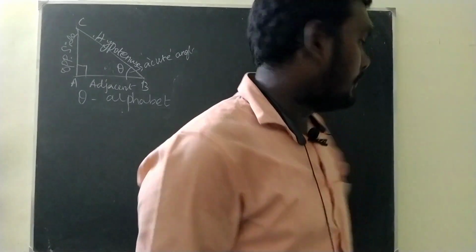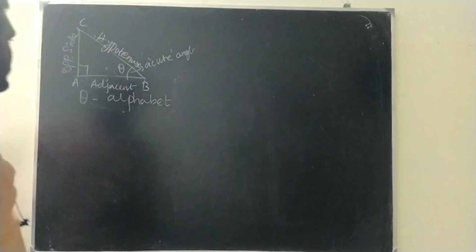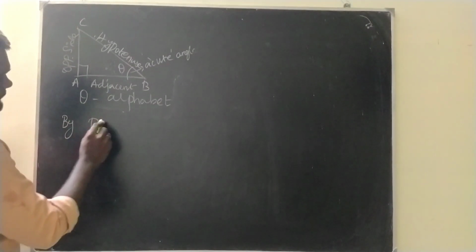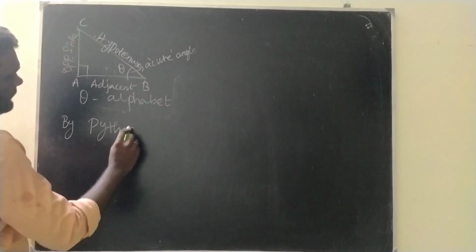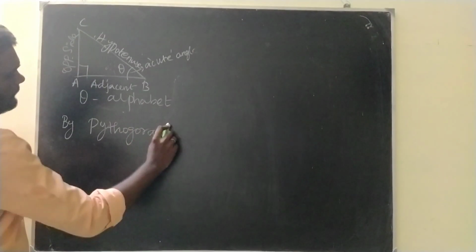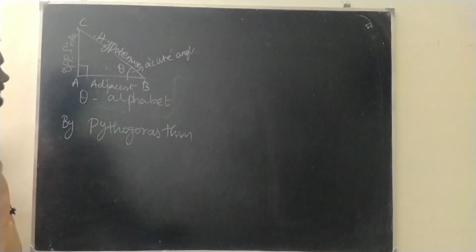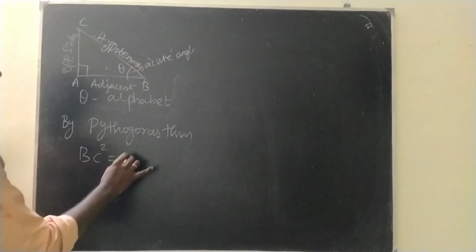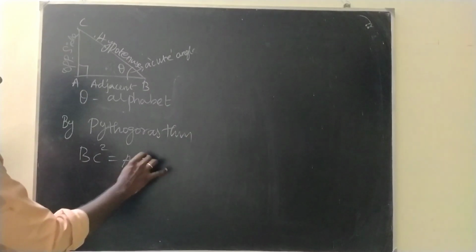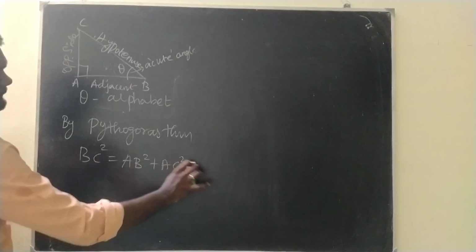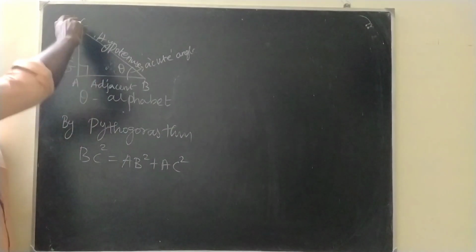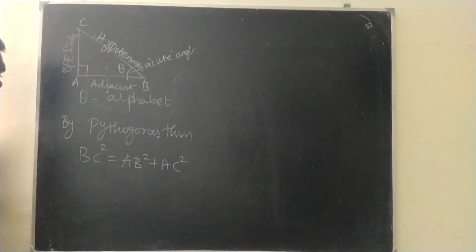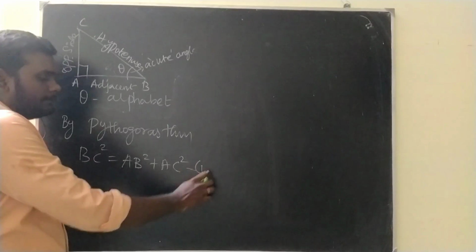Okay. So, here Pythagoras theorem says what? The hypotenuse square, by Pythagoras theorem, we have that BC square equals AB square plus AC square. Based on that, hypotenuse square is equal to sum of square of other two sides. We'll take this as equation 1.